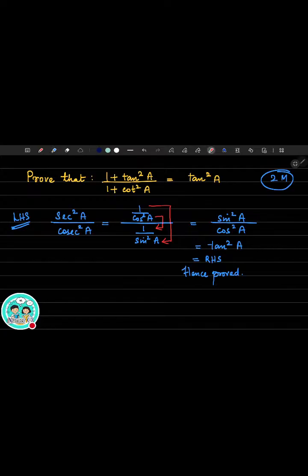So one of the most important things to remember is this identity. You should know to apply the identity which is related to secant square and tan square, cosecant square and cot square. So if you know this identity, you will definitely be able to solve it.